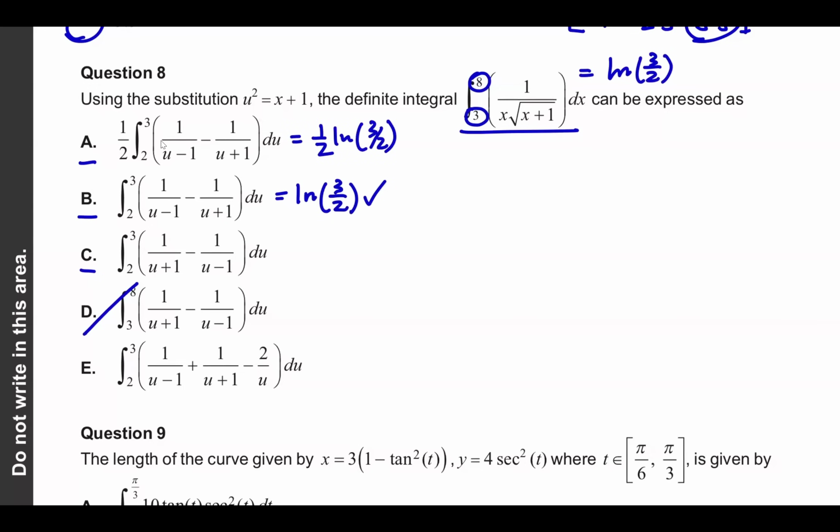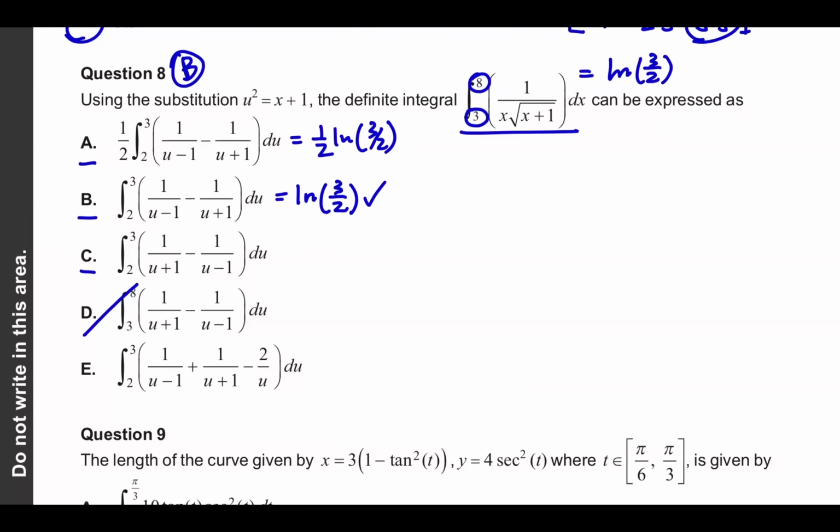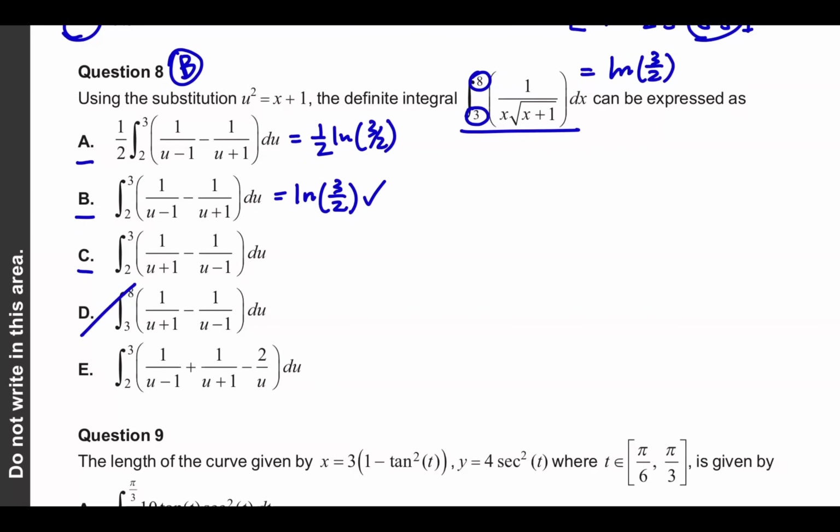If I treat question 8 as an exam 1 question without use of a CAS calculator, I probably will do the following. First of all, u squared equals x plus 1. That means your u equals square root of x plus 1. Another thing is, notice this x here: x equals u squared minus 1, okay? And I do need to get, let's say, du dx. The du dx is 1 over 2 root x plus 1.